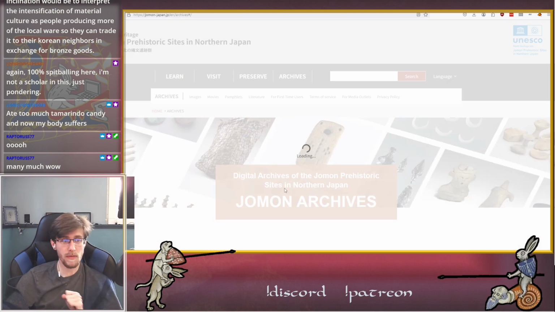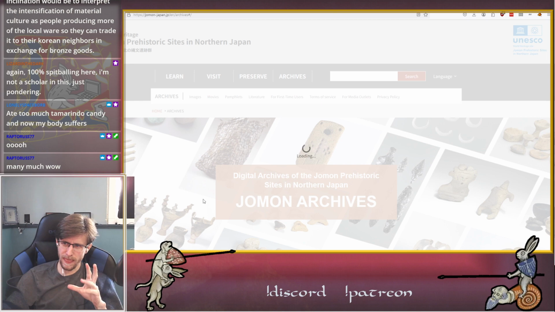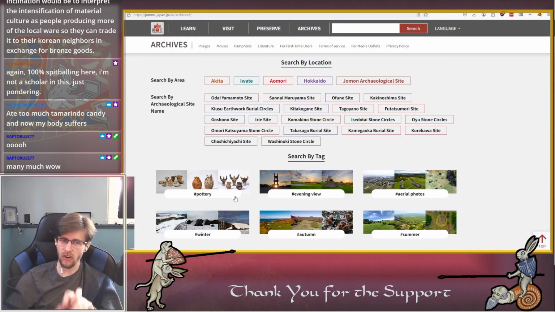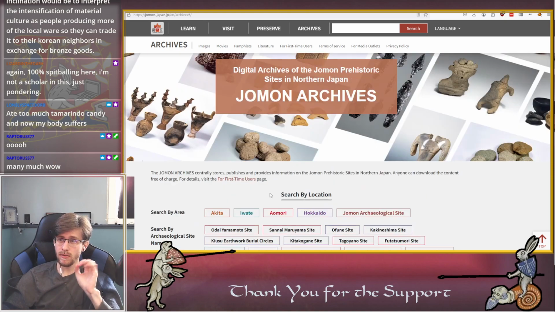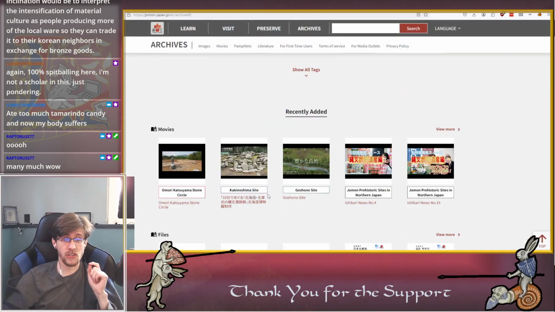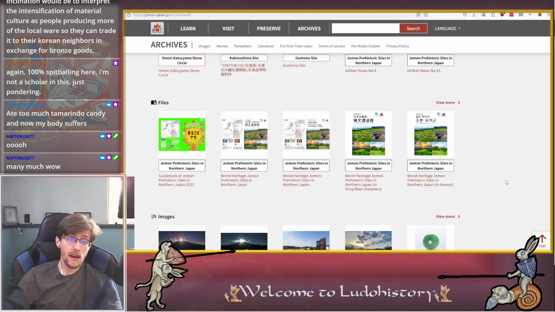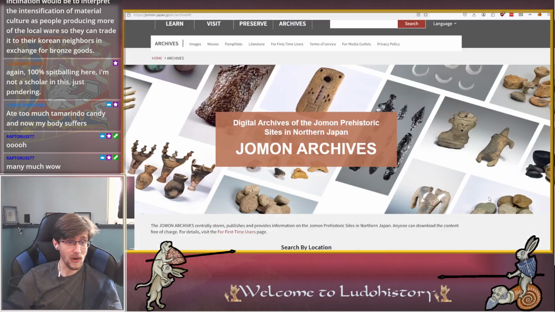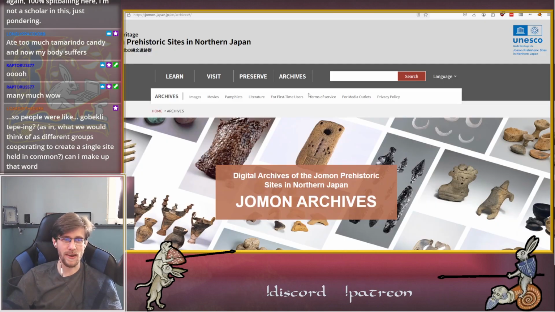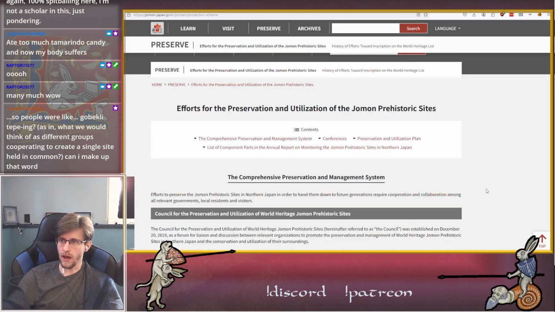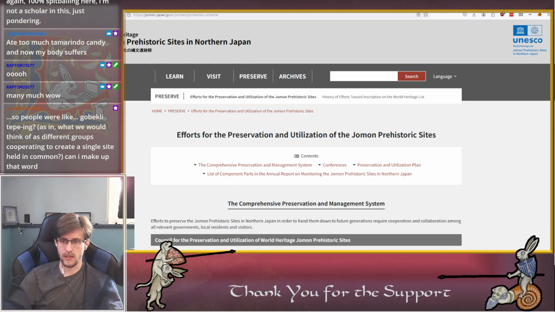They have so much information. They've got a not particularly well organized, but very resource rich digital archive attached to the World Heritage website. Obviously, a lot of the resources are in Japanese, so if you can read that, you're going to have a much better time than I will. But you've got so much information here on the organization and the resources available.